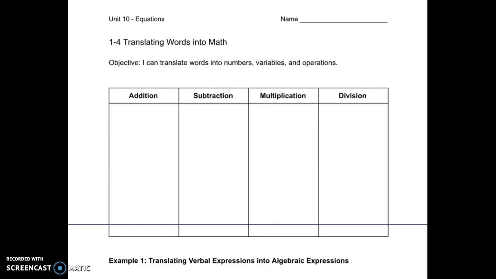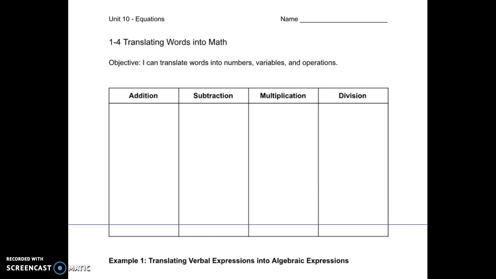So we're on section 1-4, translating words into math. Our objective is I can translate words into numbers, variables, and operations. So we have a table here. It has addition, subtraction, multiplication, and division.